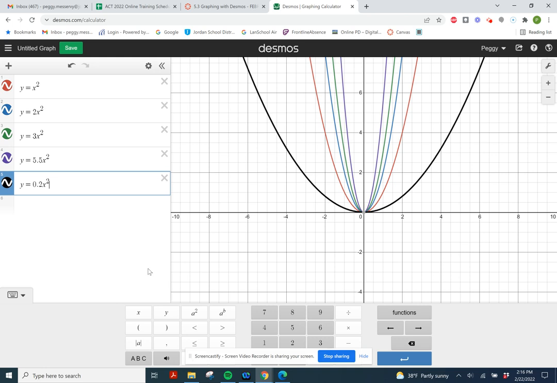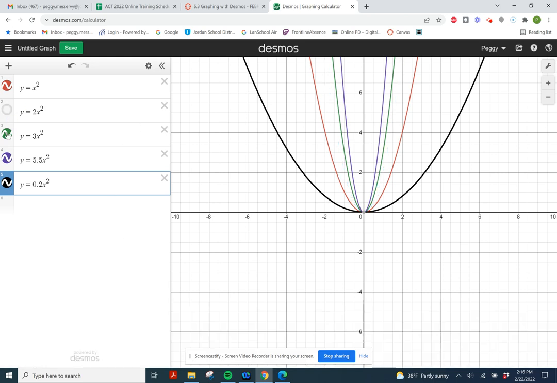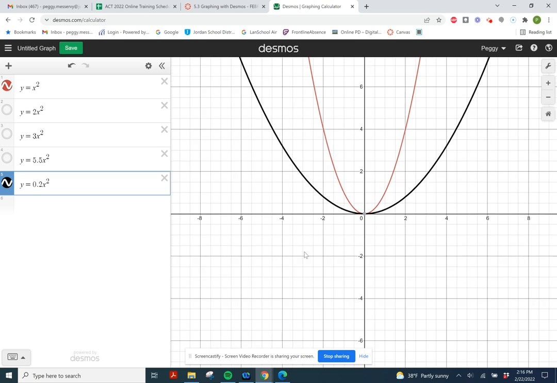Oh, look, less steep. So if I compare with, let's click these guys off for a minute. Let's compare with our parent function. So there's our parent function, y equals x squared. That's our basic parent function, y equals x squared. And y equals 0.2x squared then is in the black. Notice it's wider. It's not as steep. So the closer you are to 0, the wider the parabola.